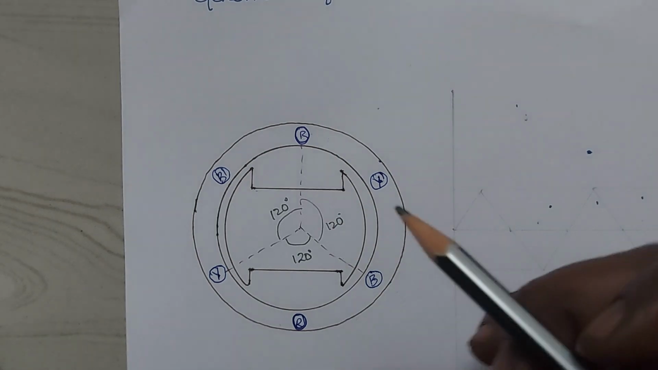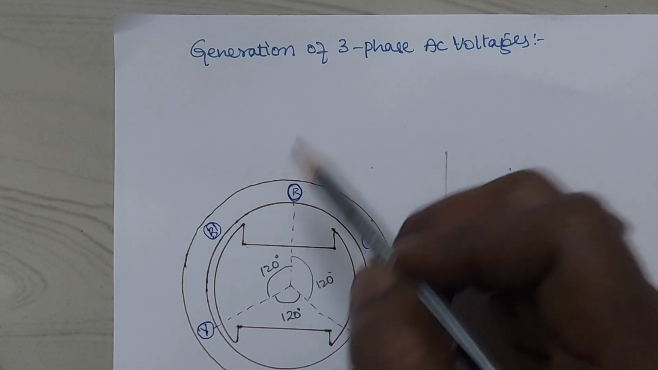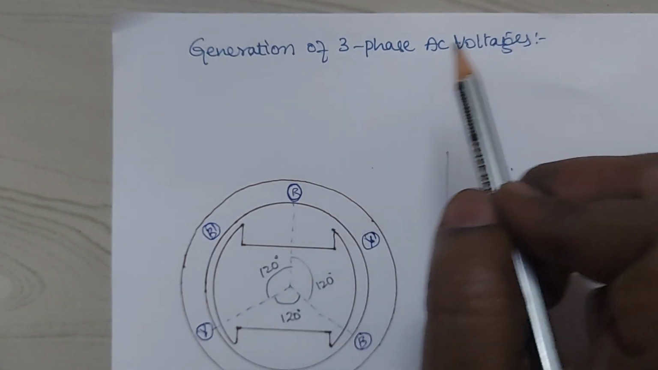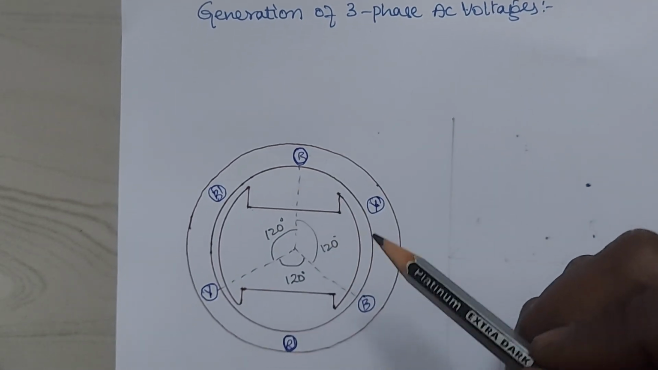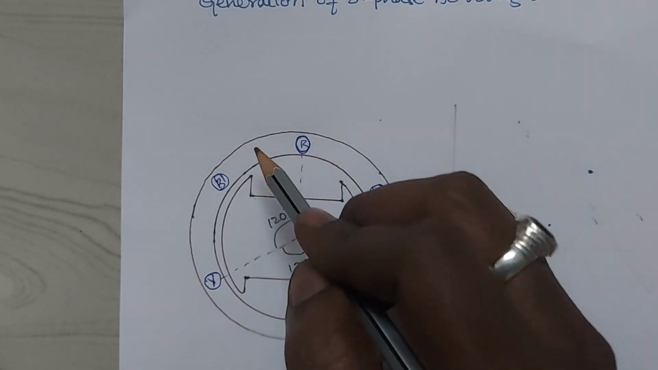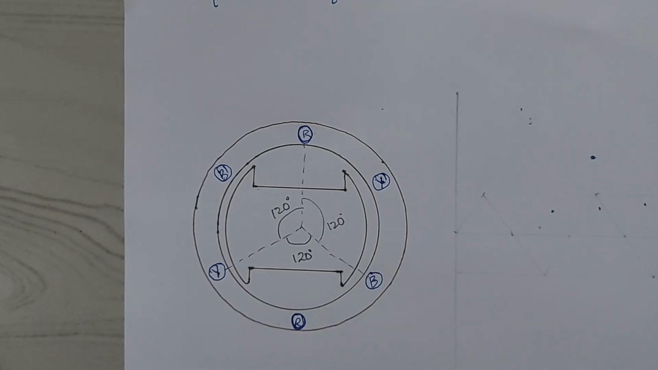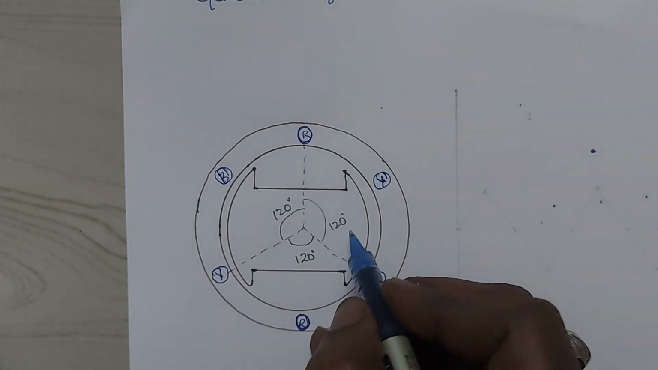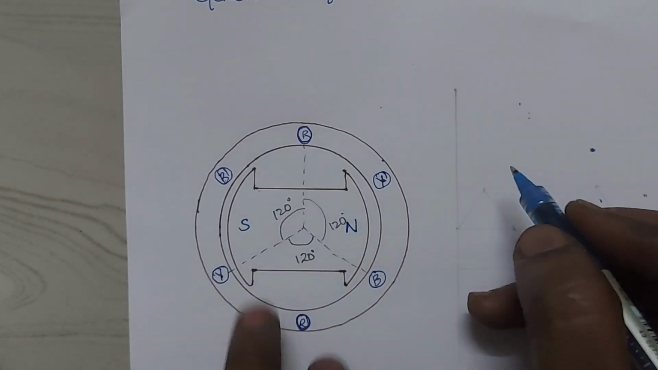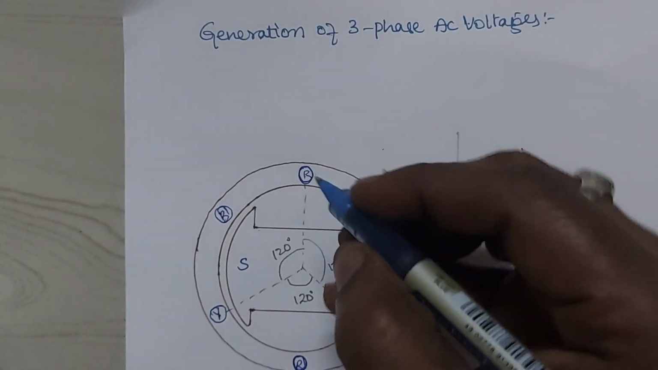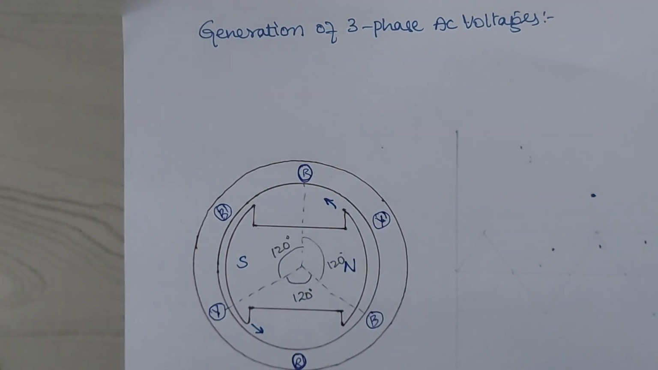So the three coils are there, and that is why you call it a three-phase machine. Since it is used for generation of AC voltage, we call this a three-phase generator. Now we have arranged the coils in the stator. Coming to the rotor, a single rotor is there. Here I consider this the north pole and here the south pole. Now the rotor starts to rotate in the anti-clockwise direction like this.